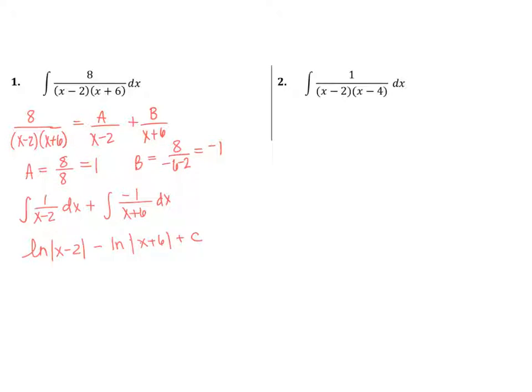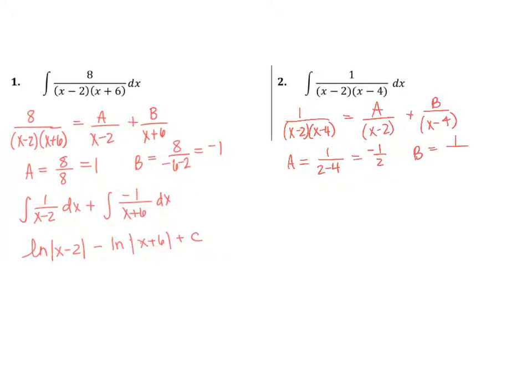Again, we need to break this apart and see what's going on here. And so 1 over x minus 2 times x minus 4. And that's going to be a over x minus 2 plus a b value over x minus 4. So let's see. A, we're going to plug in a 2. And so 2 minus 4 here. So we're going to get a negative 1/2. For b, we're plugging in a 4. So we're going to have 1 over 4 minus 2. So that's going to give me a positive 1/2.